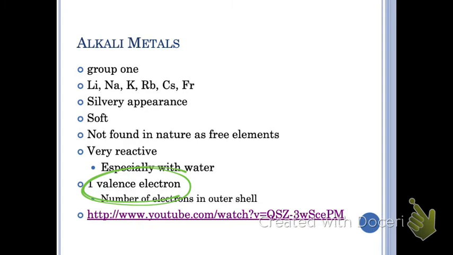So let's think about sodium, for example. Sodium has 11 electrons. It looks like this. Sodium has 2 electrons, then 8 in its shells, then 1 in its outermost shell. Is it going to be easier for sodium to give away that 1 electron or to gather in 7 more?